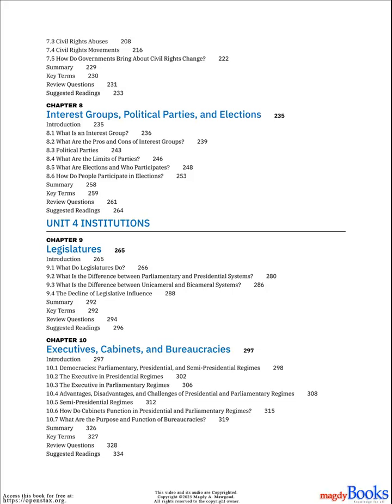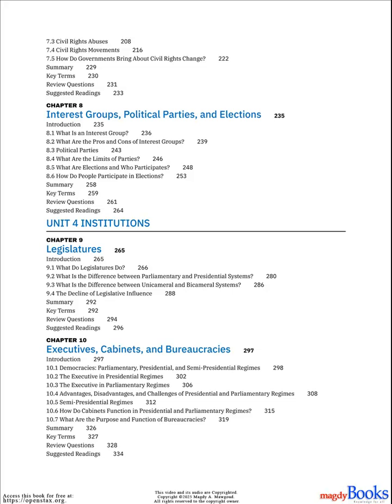Chapter 8, Interest Groups, Political Parties, and Elections. Introduction. 8.1, What is an interest group? 8.2, What are the pros and cons of interest groups? 8.3, Political parties. 8.4, What are the limits of parties? 8.5, What are elections and who participates? 8.6, How do people participate in elections? Summary, Key Terms, Review Questions, Suggested Readings.